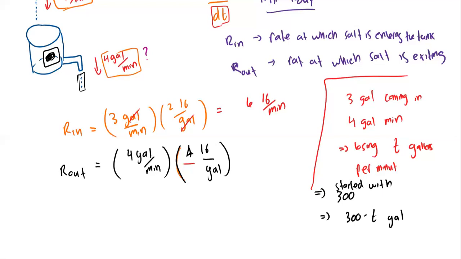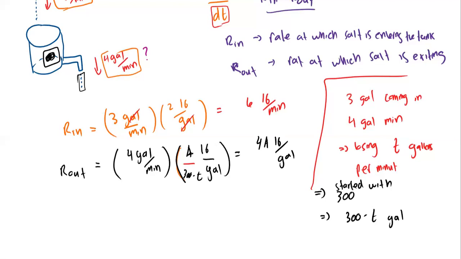So we have A pounds of salt and a total brine solution of 300 minus T gallons at time T. So if we simplify this like we did above, we get 4A over 300 minus T pounds per gallon.